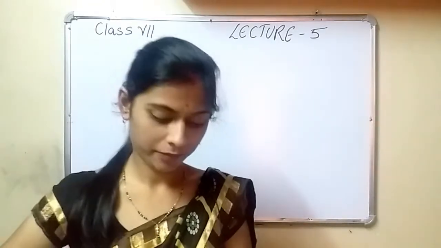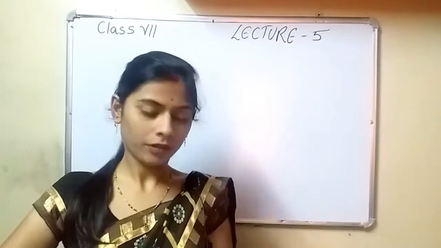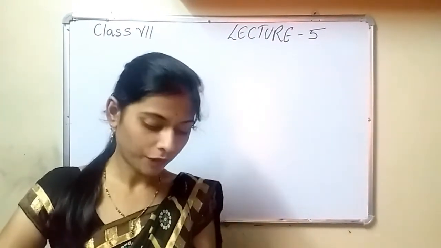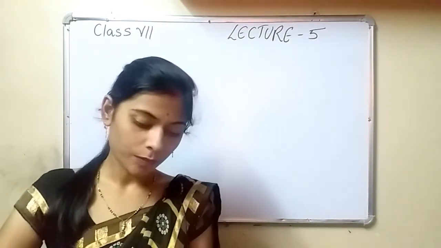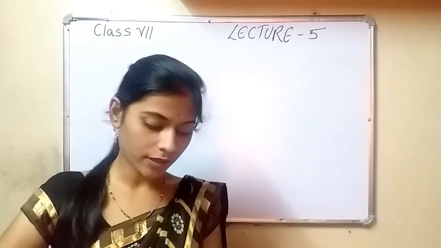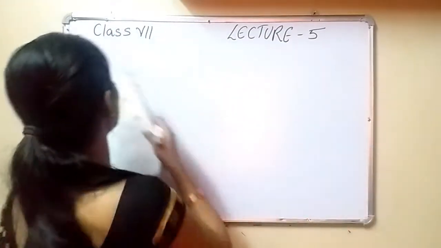Good morning everyone. Today we are starting from question number 4 of exercise 6D. Your question number 4 is: a rope is 2x plus 3 meters long, and another rope 3x minus 7 meters long is attached to it. What is the total length of the two ropes together? So, solution number 4.